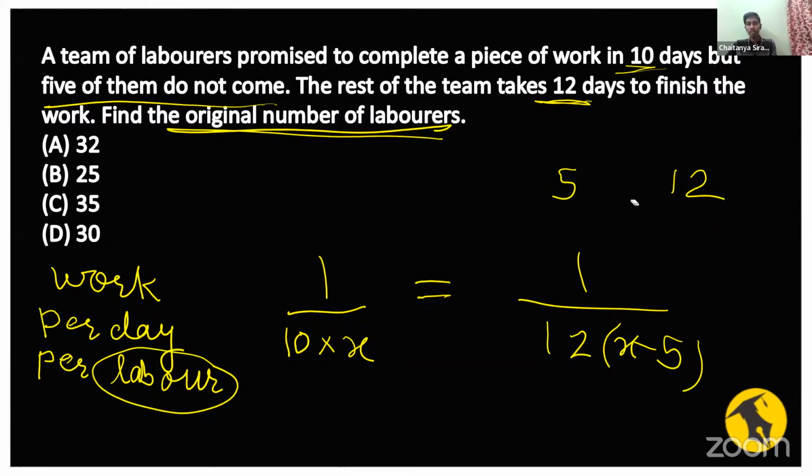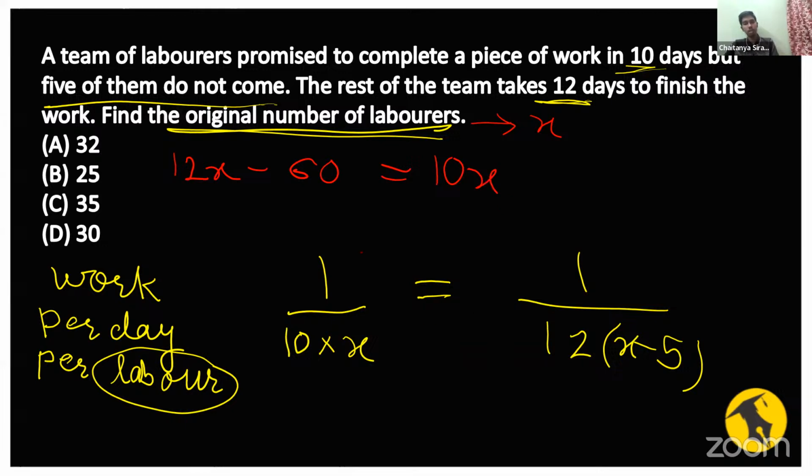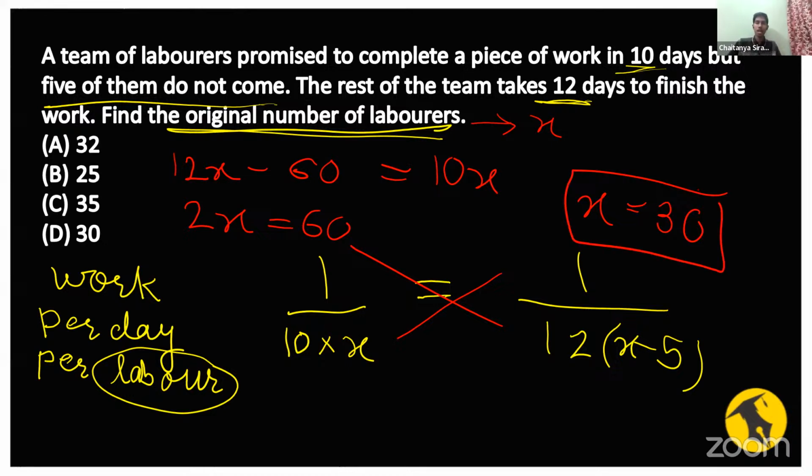So now you can solve this equation to get the answer for X. X was our original number of laborers. If you cross multiply, this will be 12x minus 60 equal to 10x. So I can get 2x as 60, so my x will be 30. So originally 30 laborers were hired, and they promised to do the work in 10 days, but then 5 of them did not show up, so it was 25 who worked, and they finished the work in 12 days. The correct answer in this case is option D.